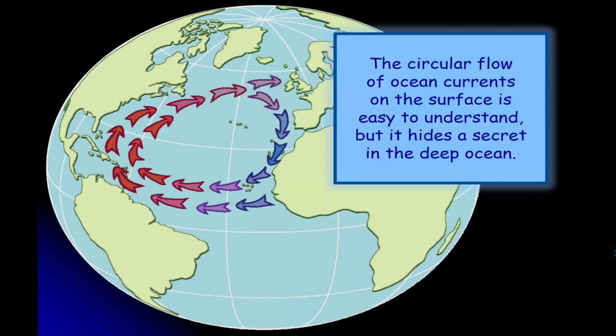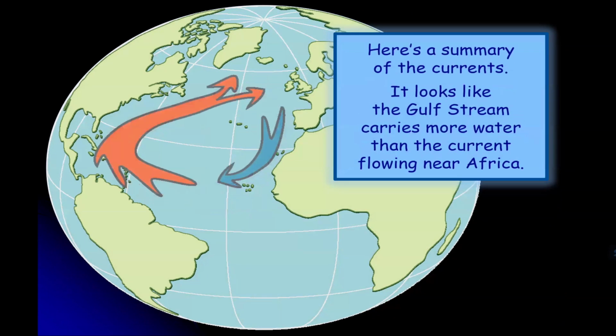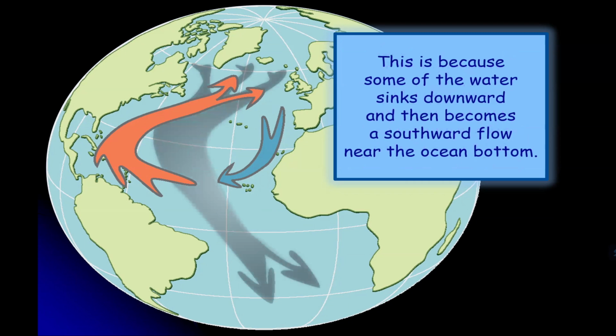historical story. The circular flow, though, is easy to understand, but it hides a secret in the deep ocean. And that secret is kind of important. If you take a look at this map, the Gulf Stream is carrying a lot more water north than the South Current is carrying near Africa. And the answer there is that some of that water sinks downward and it becomes a southward flow near the ocean bottom.